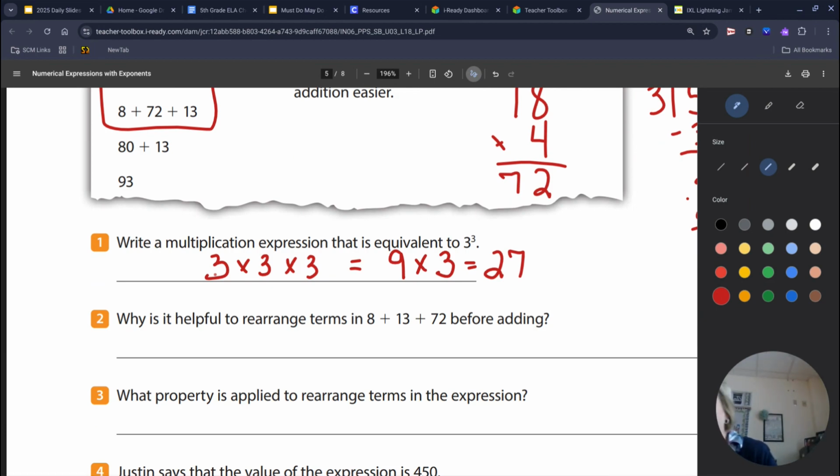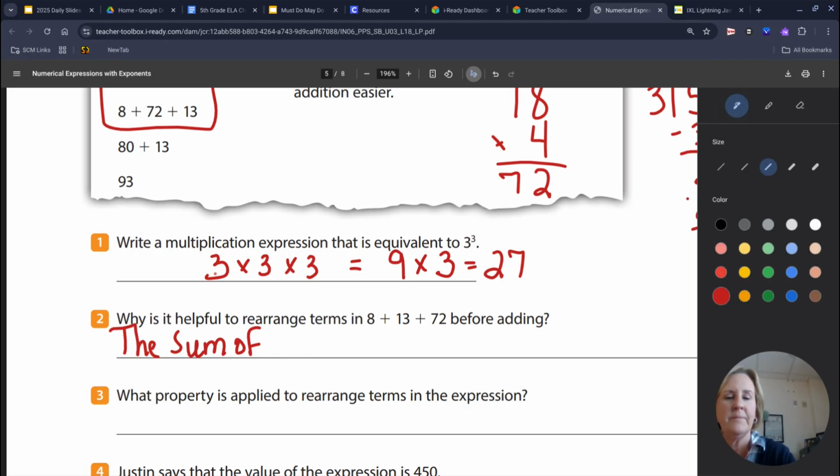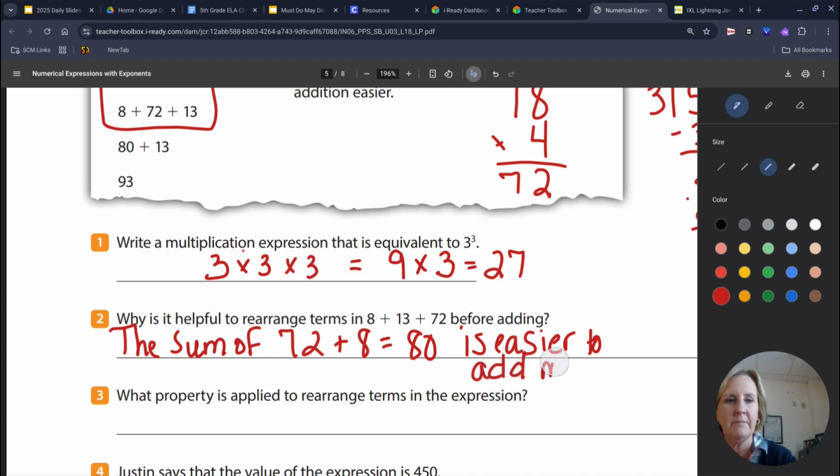So maybe we just say the sum of 72 and 8 equals 80, okay? And it's easier to add those together mentally, meaning I don't have to scratch anything.